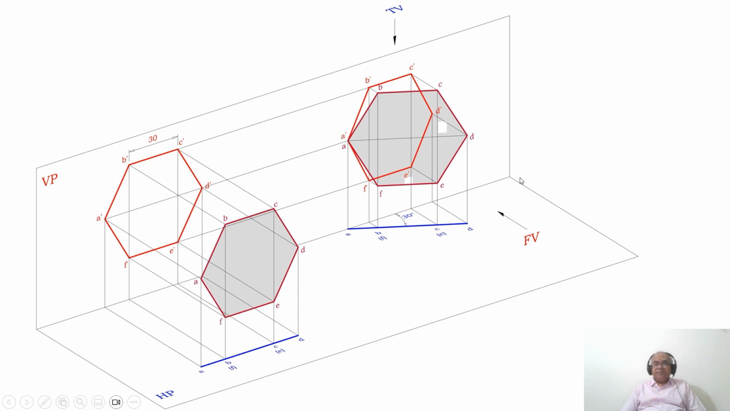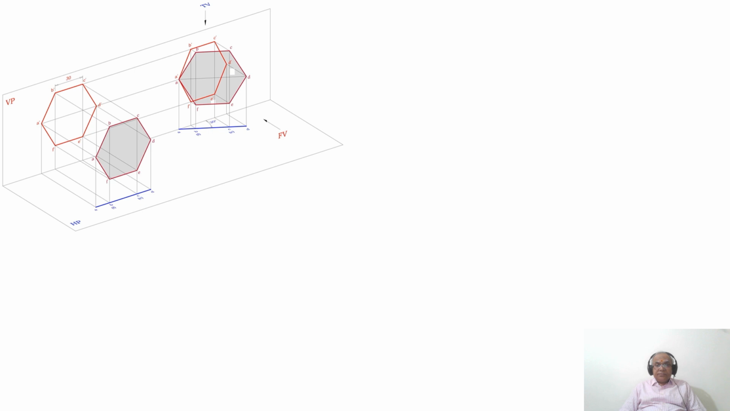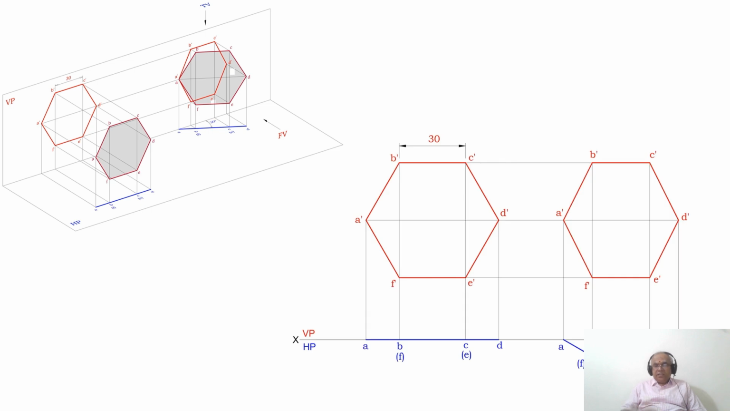As the surface becomes inclined to VP, the diagonal AD, which was parallel initially, has become inclined. So once it becomes inclined, you are getting the apparent length here. But AD is still parallel to HP, so you are getting the true length here. Now, then he says how to write this in the orthographic view.